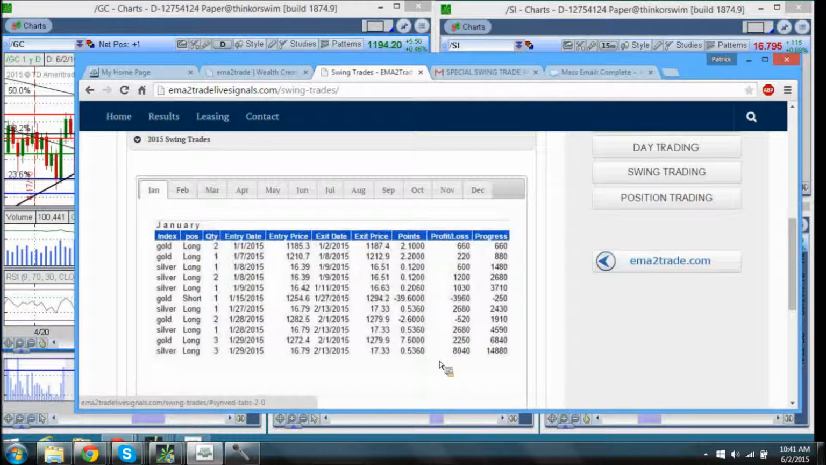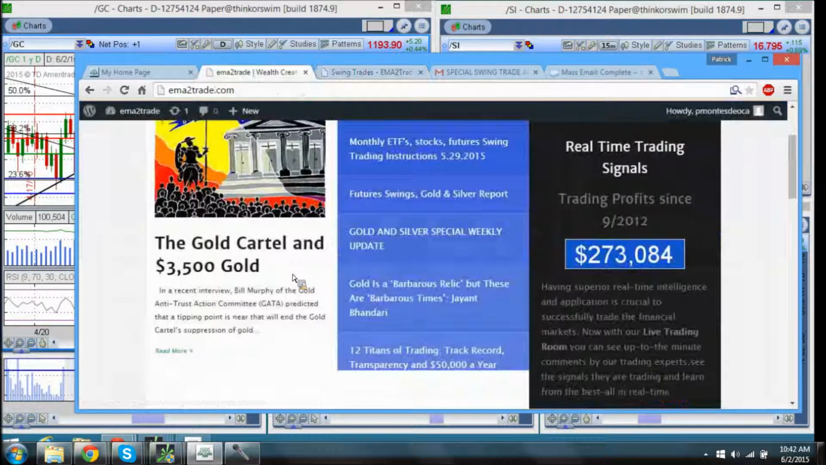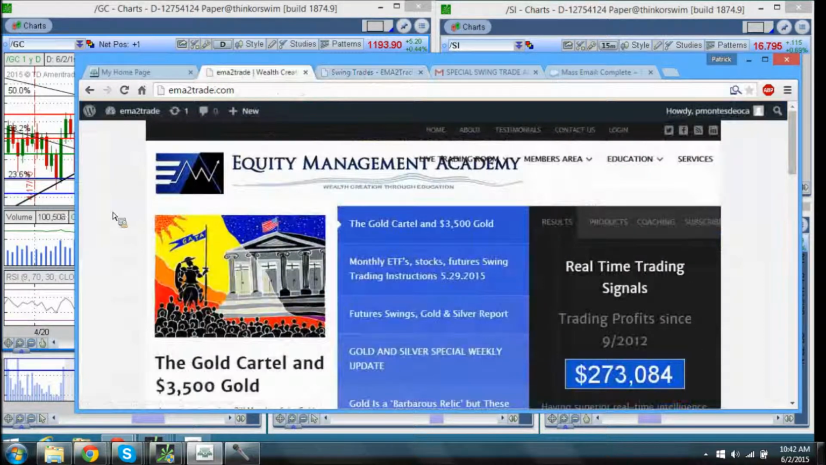January, 14,880, 11 trades in a row, 2 profitable. These are real trades that are documented, that we post and trade in the room here at the Equity Management Academy.